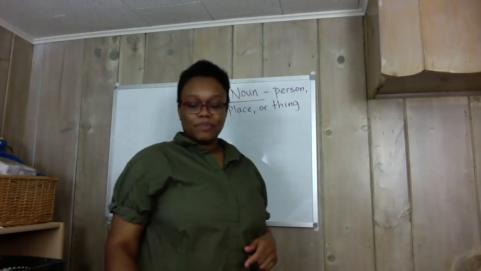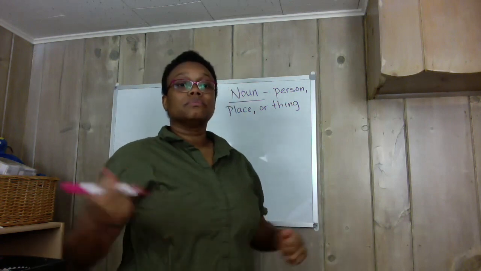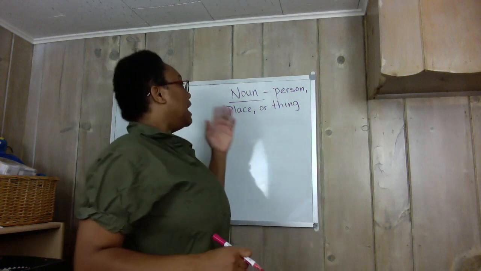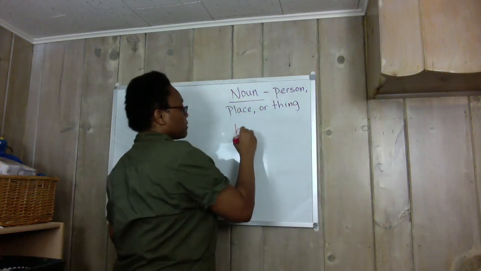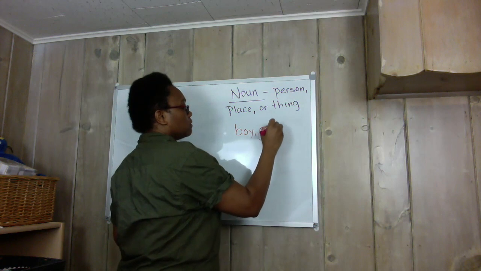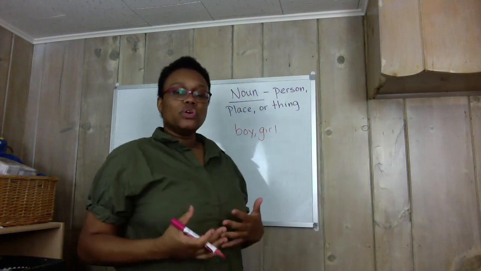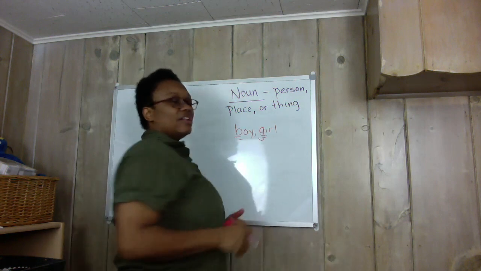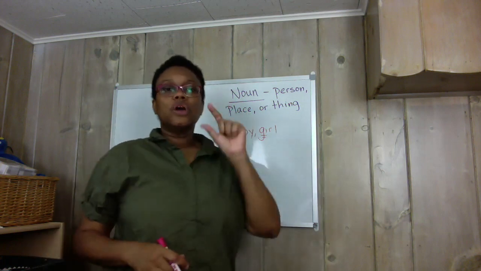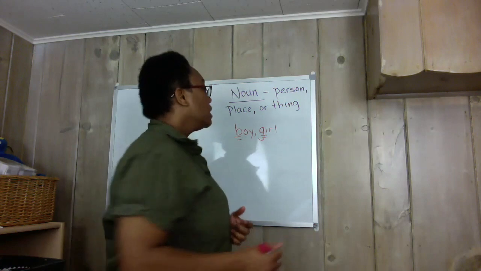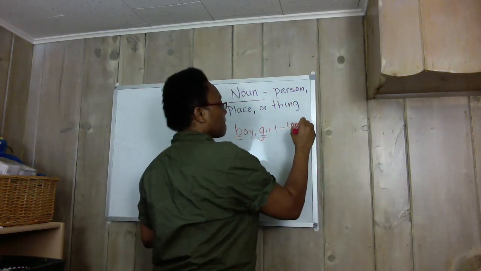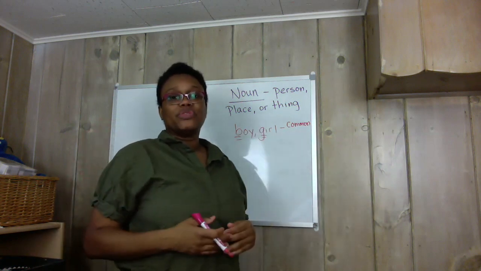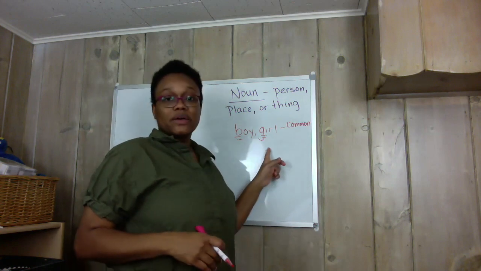So what are some examples of nouns? Now, nouns have different categories. A noun, as I said, can be a boy or a girl. And when I write these words, do you notice something? The first letter in these words are lowercase. They're small. Why? Because these are called common nouns. Common nouns can be any person, place, or thing, and they always get a lowercase letter.